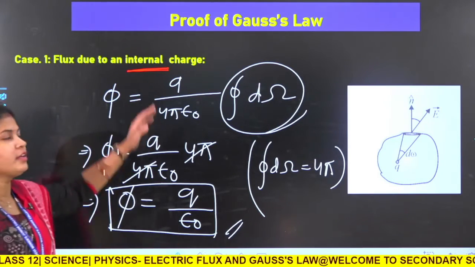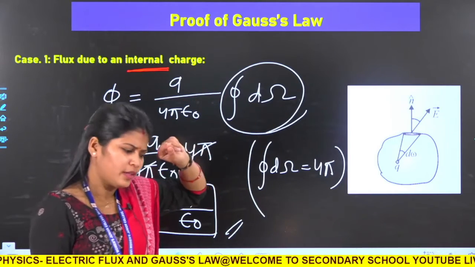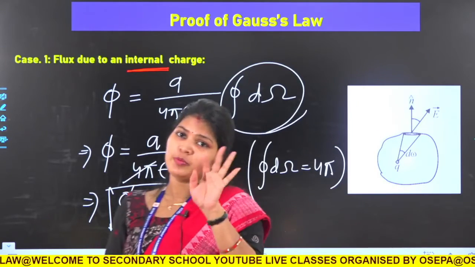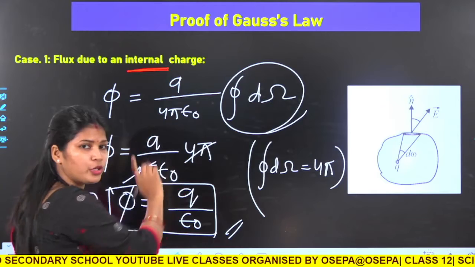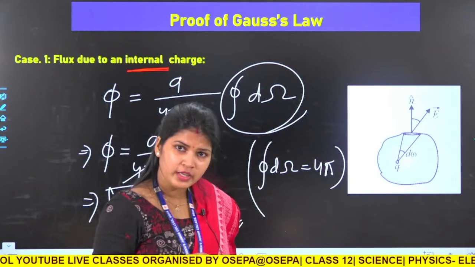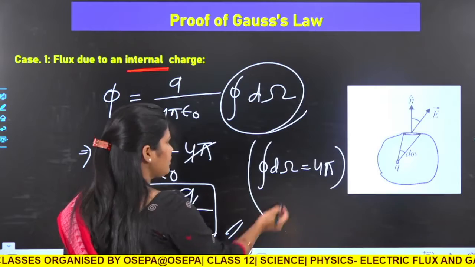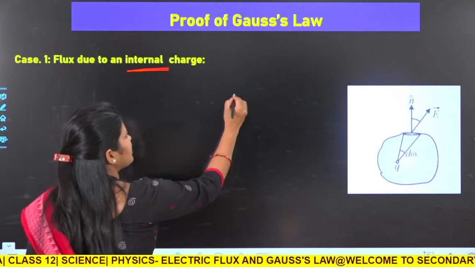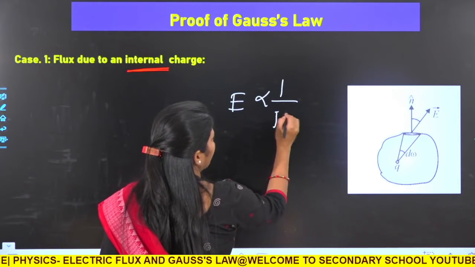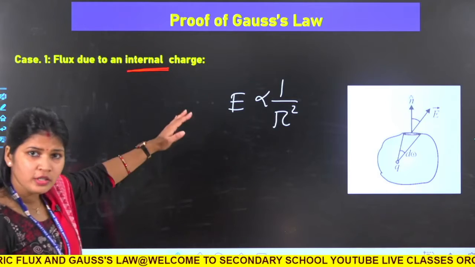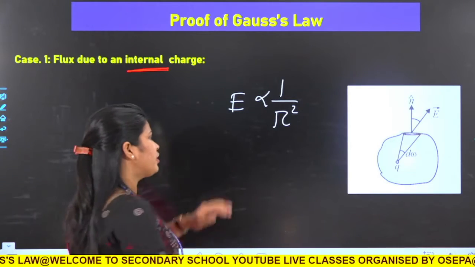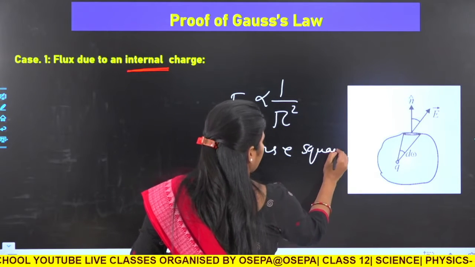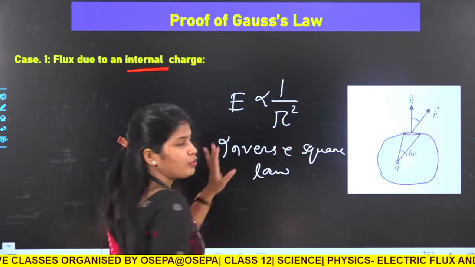The proof of Gauss law from Coulomb's law. So that means Gauss law follows the inverse square law of Coulomb's law. Why? If we put E is equal to KQ by R square, that means E is inversely proportional to what? R square. So Gauss law follows that inverse square law of Coulomb's law. Okay?